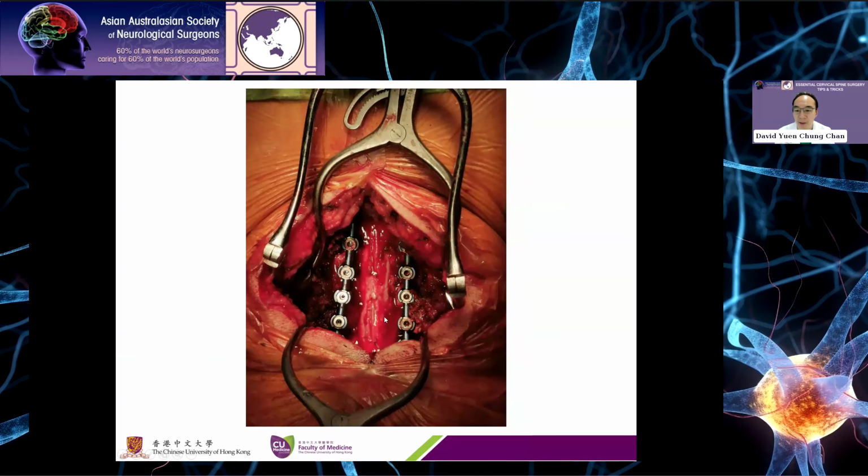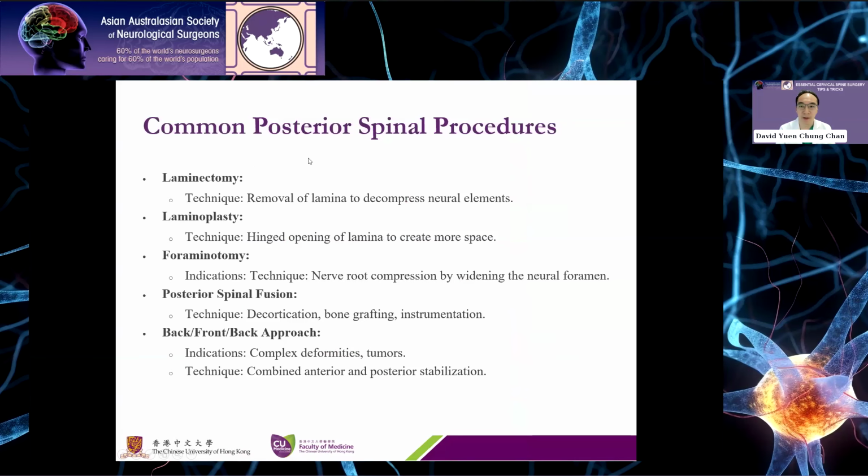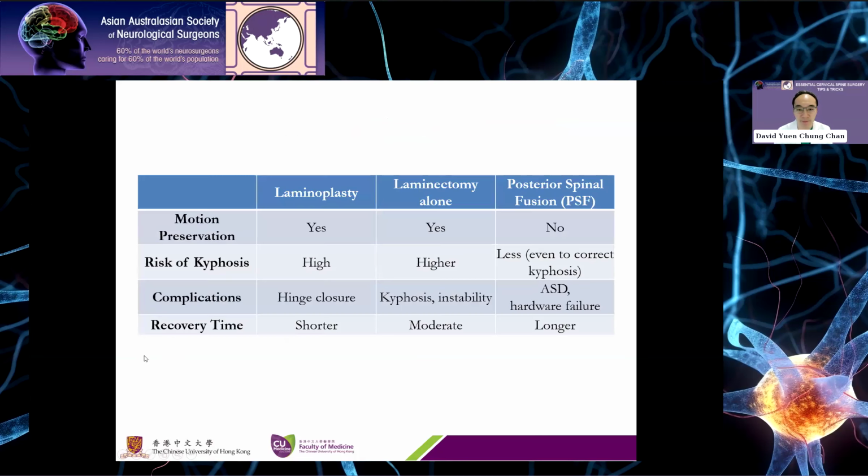So for this patient with a laminectomy and posterior spinal fusion, we can have adequate decompression, achieving decompression, stabilization, and restoration of the sagittal alignment. Common posterior spinal operations include laminectomy, laminoplasty, foraminotomy, posterior spinal fusion, or even a back approach for some more challenging cases. So I have a few case illustrations. The pros and cons are as shown.